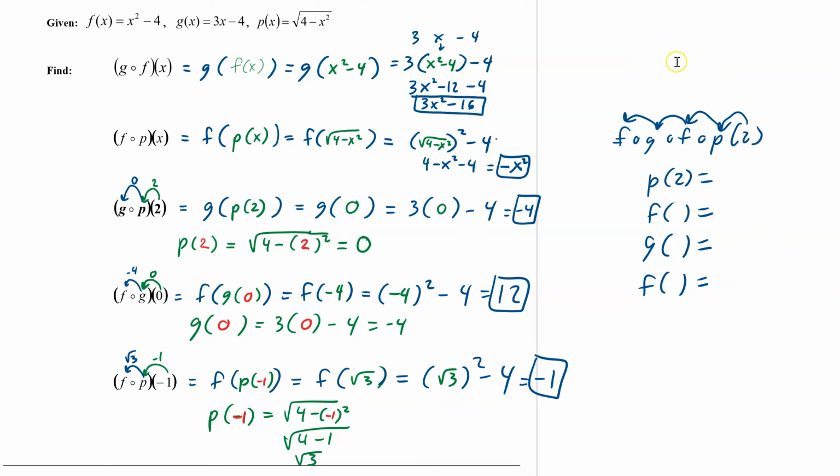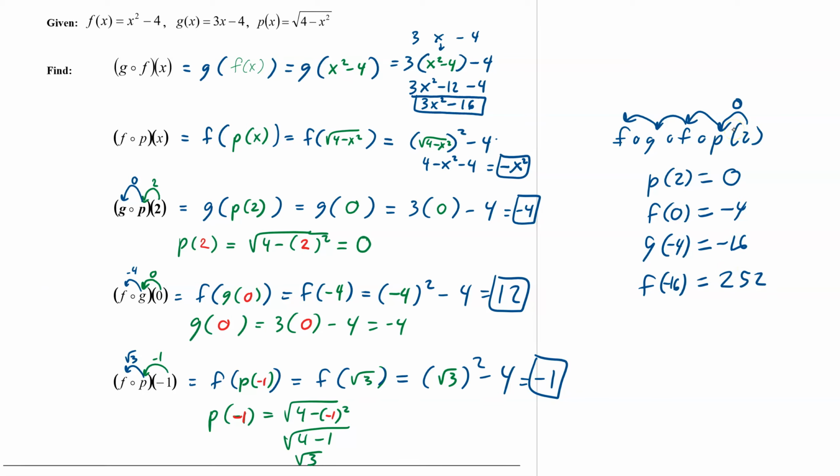So if we do p of 2, plugging in would be 4 minus 4, which is 0. Then we take the 0 and plug it into f. So 0 minus 4 is negative 4. That is what we would then plug into g, which would be negative 12 minus 4, which is negative 16. Then we plug that negative 16 into f, which would be 16 squared, which is 256, minus 4 is 252. So you're just working your way back.